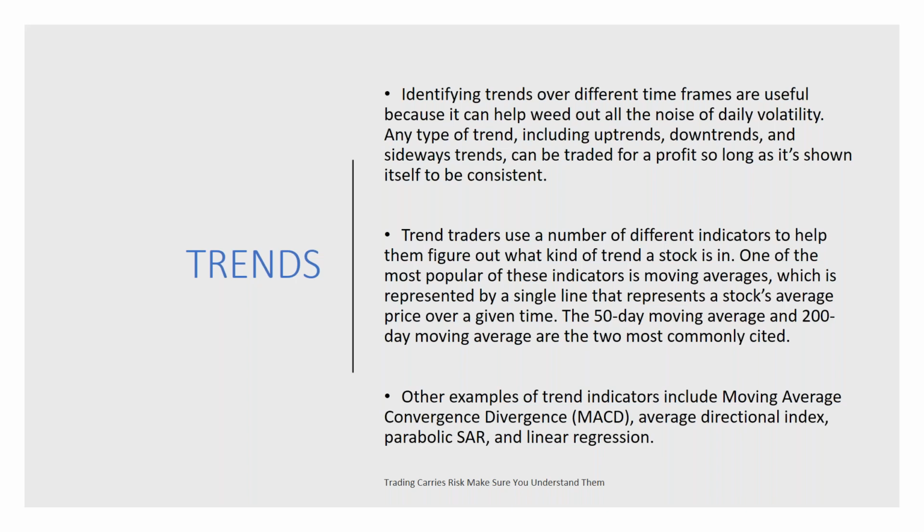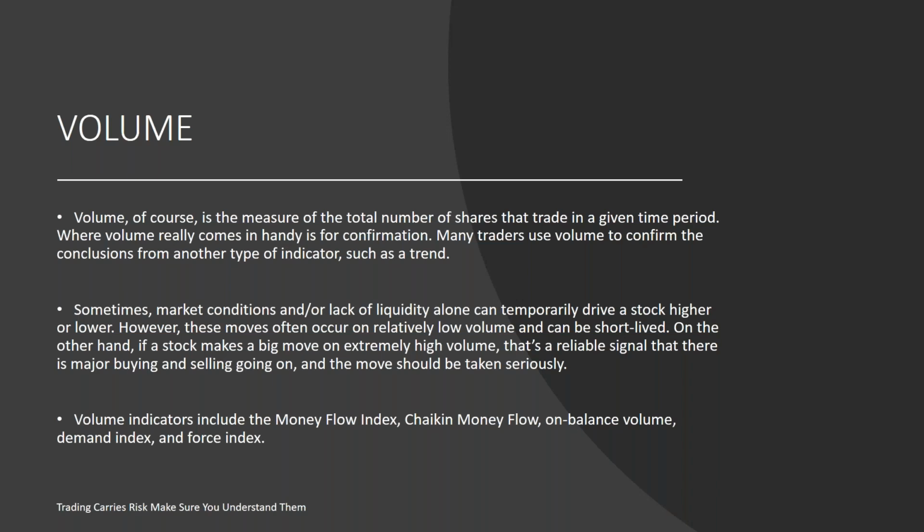Other examples of trend indicators include my favorite of all times, MACD, moving average convergence and divergence, average directional index, parabolic SAR, and linear regression. But out of that, the two most popular are ADX, average directional index, and MACD. These are called trend indicators. We'll talk a little bit more about these and which are leading and lagging and how to use them in a few minutes.